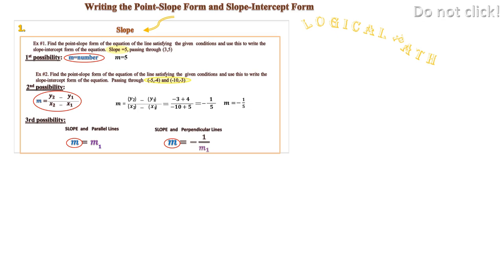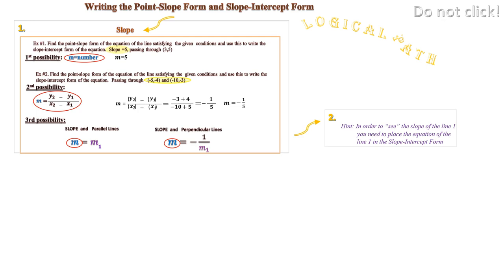If lines are parallel, they have the same slope. If lines are perpendicular, then the second slope would be the negative reciprocal of the first one. And in order to see the slope of the first line, you need to place the equation of the line number 1 in the slope-intercept form.